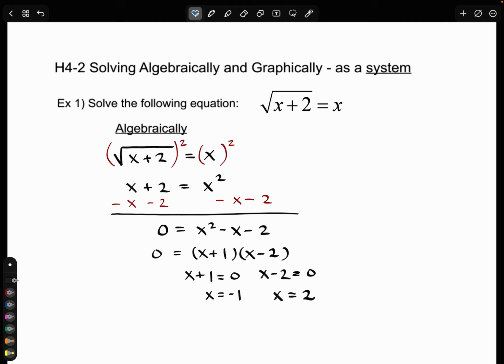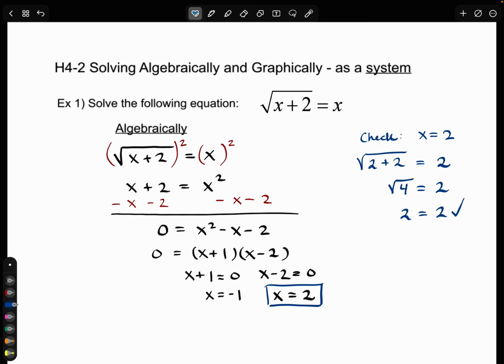Now, it's really important that we make sure we're checking our answers, especially when we're solving radical equations and we get 2 answers. Let's check them here. We're going to check 2 first. If I plug in 2 there, I'm going to have 2 plus 2 inside the square root, and that should equal 2. That gives us the square root of 4 is equal to 2, which is a true statement. So we can conclude that x equals 2 as an answer.